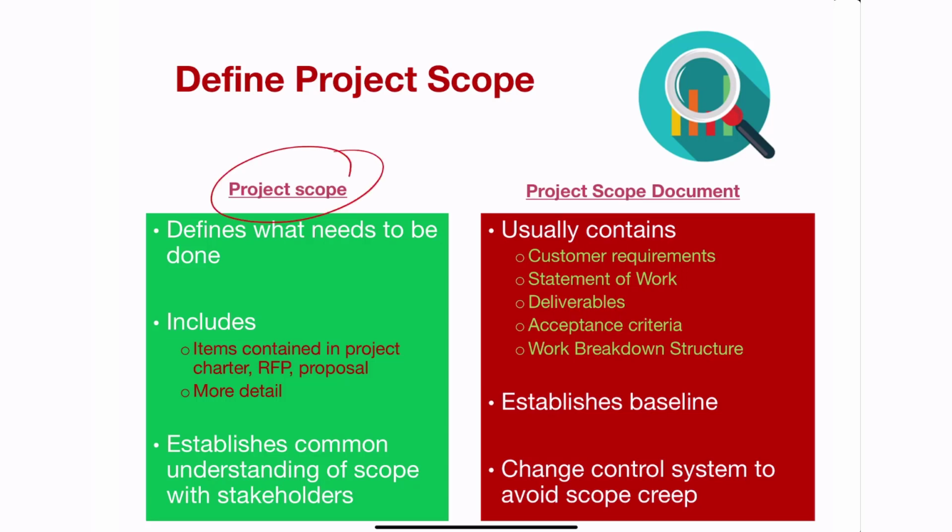The project scope is expressed through the project scope document. Project scope essentially encapsulates what the project is all about. It defines what needs to be done, and normally that comes from the project proposal that you've submitted to your client. It establishes a common understanding of the scope among all of the stakeholders. So this is the first time in which you're inviting all of the stakeholders together into one place, and you present what the project scope is. It usually contains things like the customer requirements, the statement of work, deliverables, acceptance criteria, and a work breakdown structure. We'll get to a work breakdown structure in a minute.